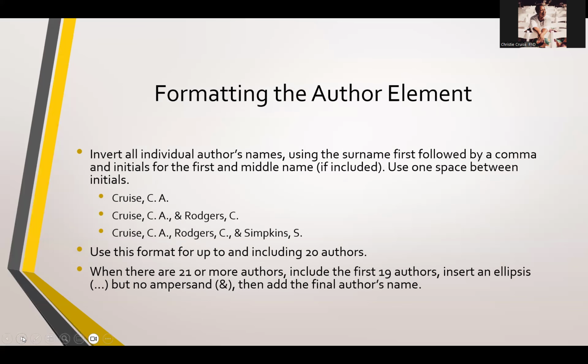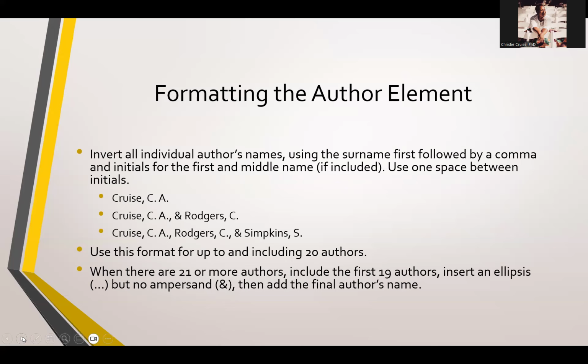So let's take a look at how you want to format the author element in your reference list. Invert all individual authors' names using the surname first, followed by a comma, and initials for the first and middle name if the middle name is included. You want to use one space between initials. So here are some examples of that. Cruz, comma, space, C period, space, A period.